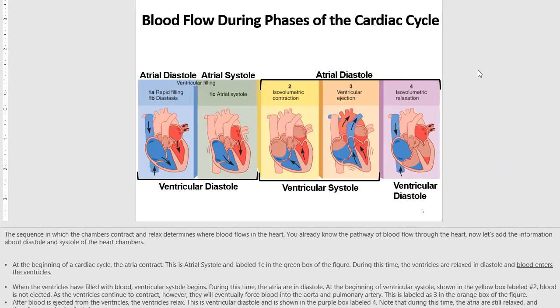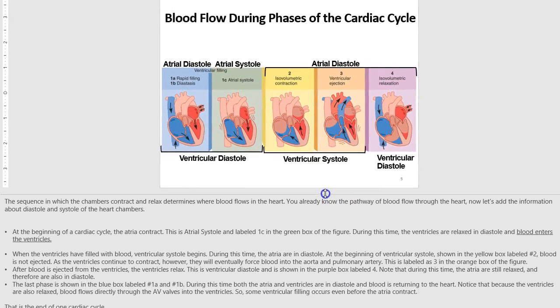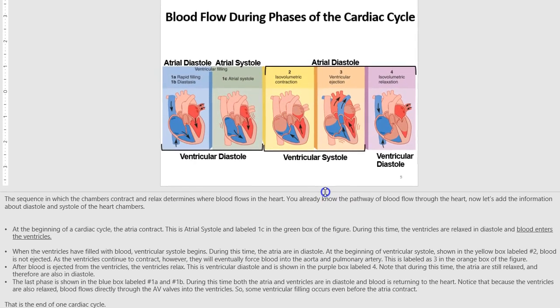Now we're going to be a little bit more specific about phases of the cardiac cycle. There's a sequence that occurs in which the chambers contract and relax and blood flows in the heart. You already know the pathway of blood flow through the heart. So now we're going to combine that with the terms diastole and systole of the heart chambers. And I'm going to make this notes section a little bit bigger so that you can read it as I'm saying it if you would like to.